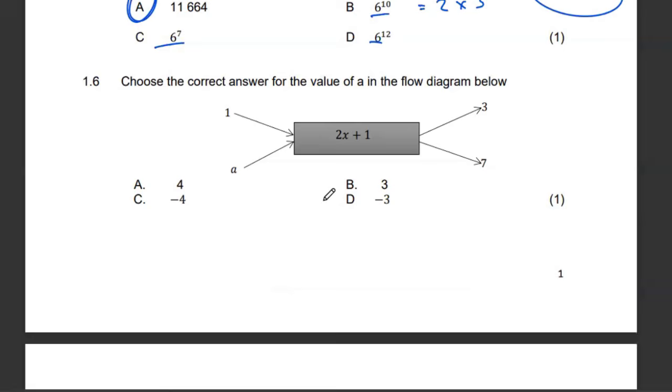1.6, choose the correct answer for the value of A. So where is A? A is here. So you're going to use the inverse operation. 7 minus 1 is going to give us a 6. 6 divided by 2 becomes a positive 3, which is B.